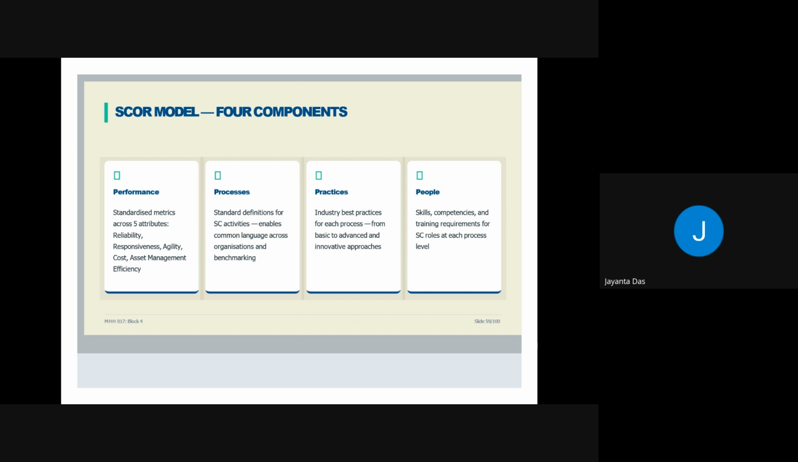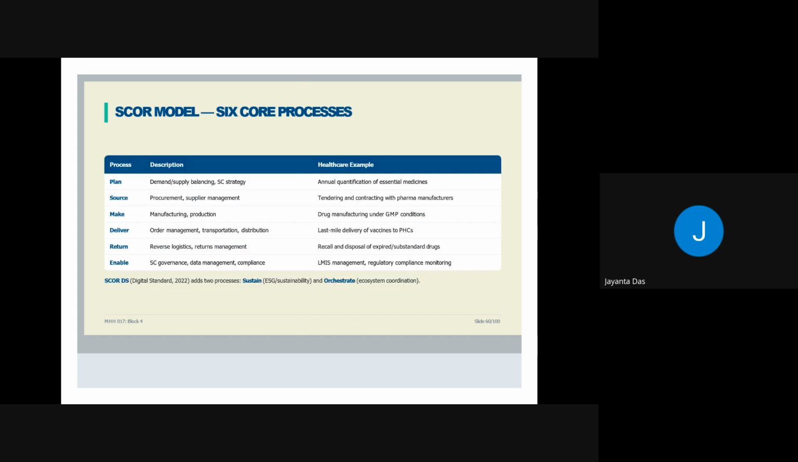So these four components are taken and six core processes are done: plan, source, make, deliver, return, and enable. In plan, it is demand and supply balancing, supply chain strategies. In source, procurement, supplier management. In make, manufacturing and production. In deliver, order management, transportation and distribution. Return, that is reverse logistics, return management, and enable, supply chain governance, data management, and compliances.